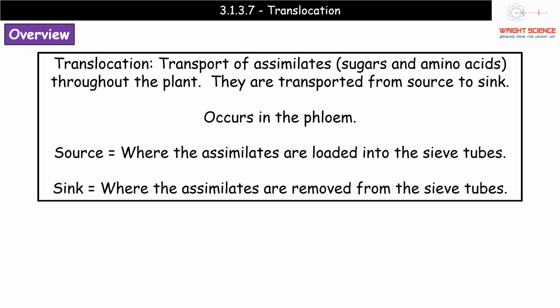First thing, translocation. This is our transport of assimilates, and the assimilates are sugars and amino acids throughout the plant. So we describe this transport as being from the source to the sink. Where we talk about a source, this is where the assimilates are going to be loaded into the sieve tubes. And where we talk about the sink, this is where the assimilates will be removed from the sieve tubes. And this is all going to be taking place within that specialised tissue of the phloem.